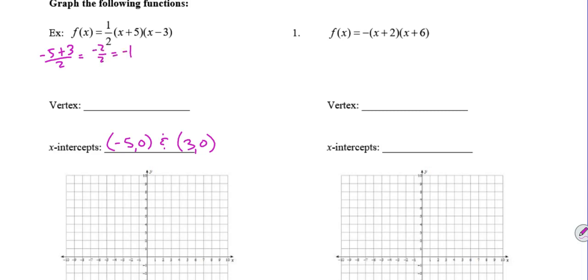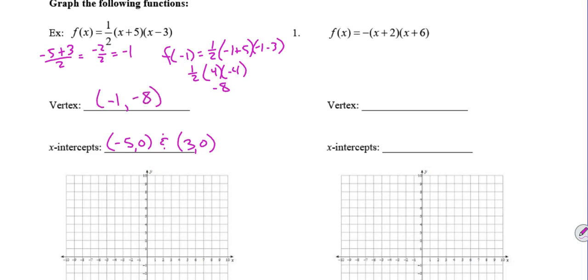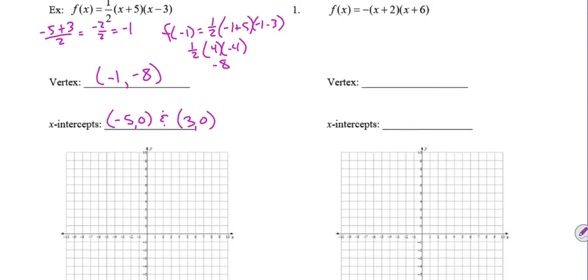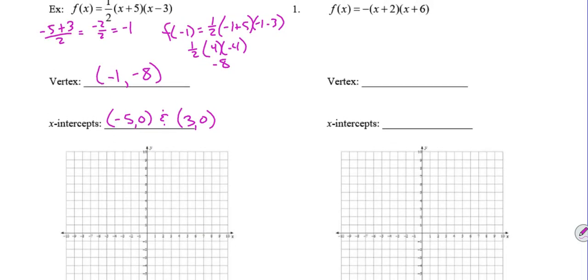So plug that in. F of -1 equals 1/2 of -1 plus 5 times -1 minus 3, or 1/2 of 4 times -4, which is 2 times -4, which is -8. So I have a vertex of -1, -8. I now have 3 points. From those 3 points, I can graph.